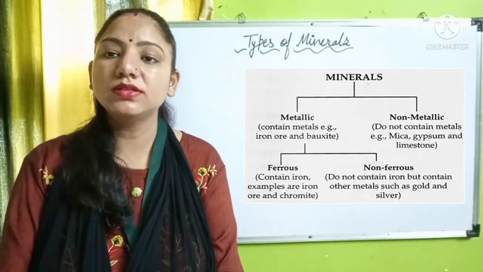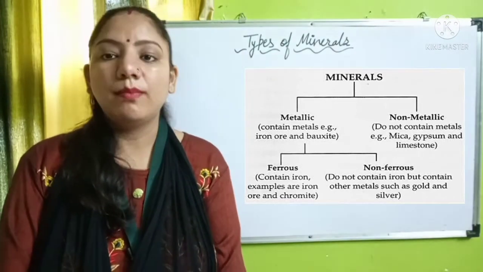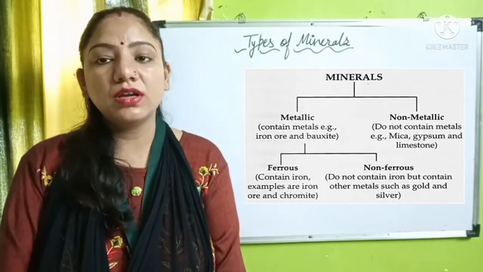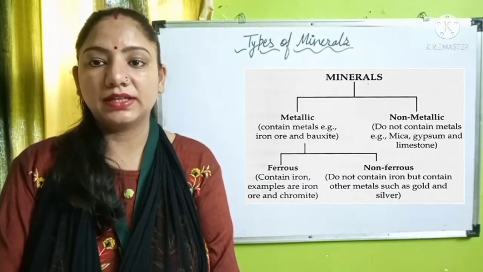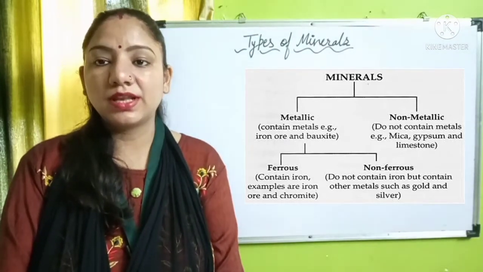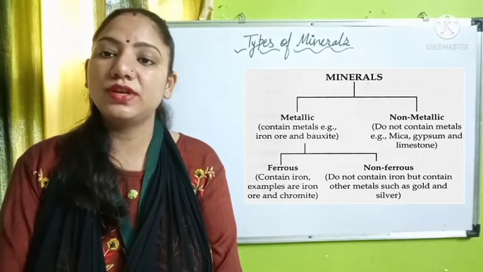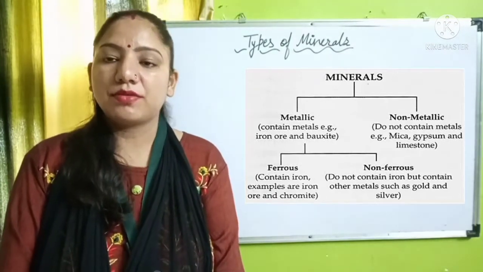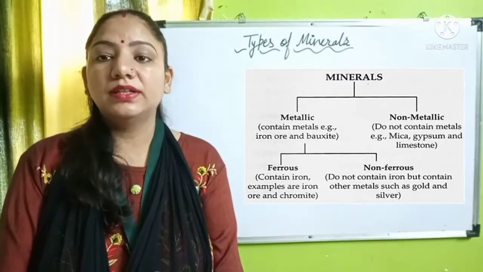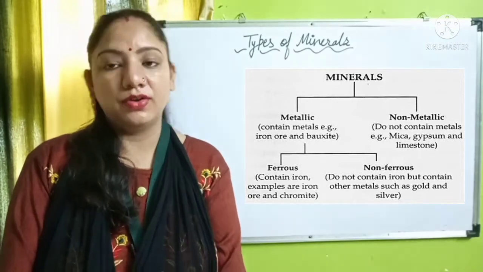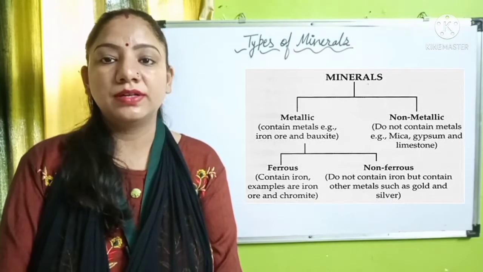The metallic minerals are the minerals which contain an amount of metal, and we can also classify the metallic minerals into 3 categories. That is the precious minerals like gold, copper, silver. Second is the ferrous minerals. Ferrous minerals are the minerals which contain an amount of iron. And another is the non-ferrous minerals, which do not contain any amount of iron.